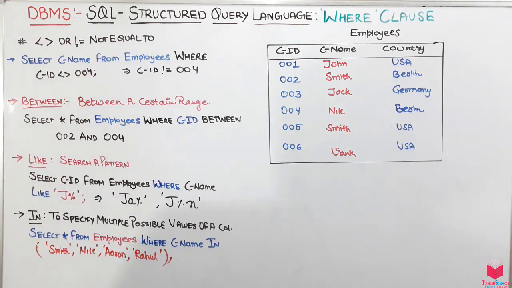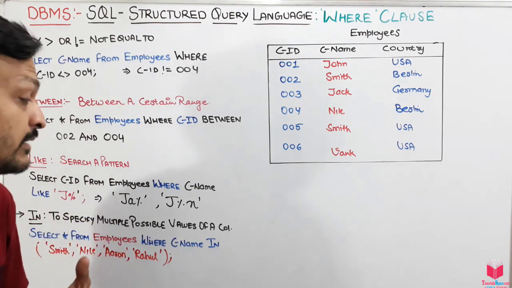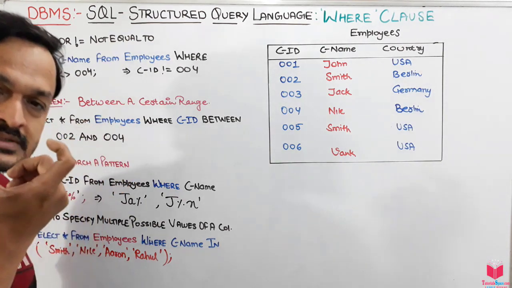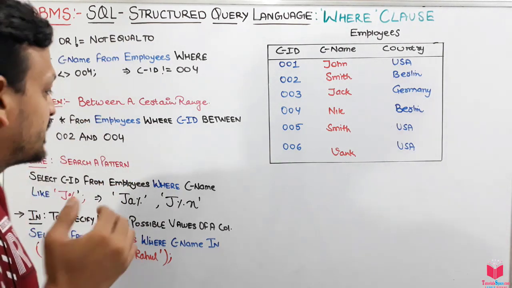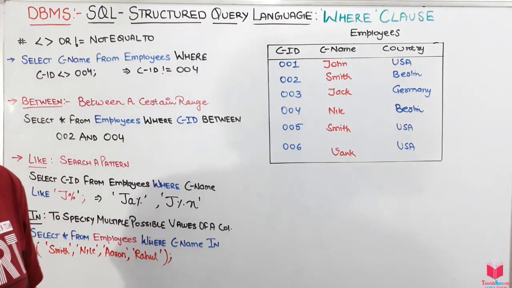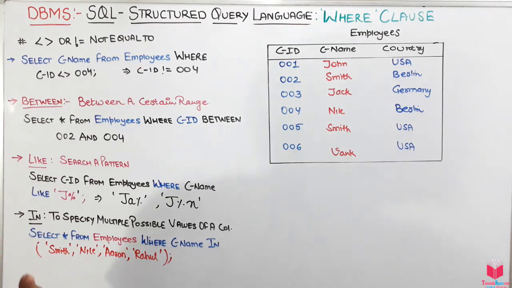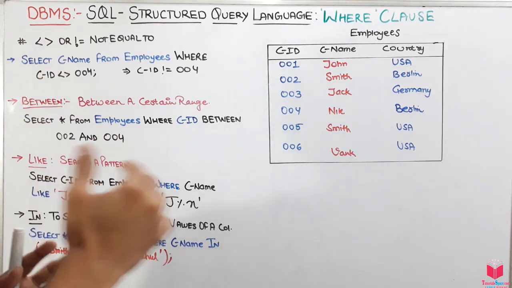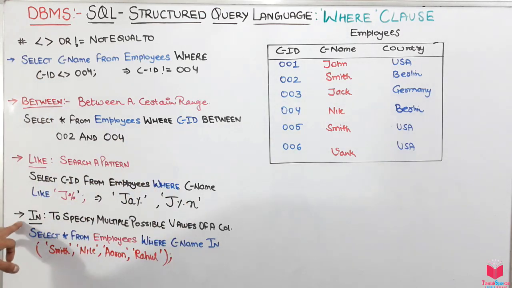After that we have to go through the IN operator. It is used to specify multiple possible values of a column. See what we have done right now: we put a condition on single values, on two values, on a range basis. But if we have a choice, like multiple values for a column, and we have to select something from those multiple values, what will we do? We are going to use the IN operator with the WHERE clause.